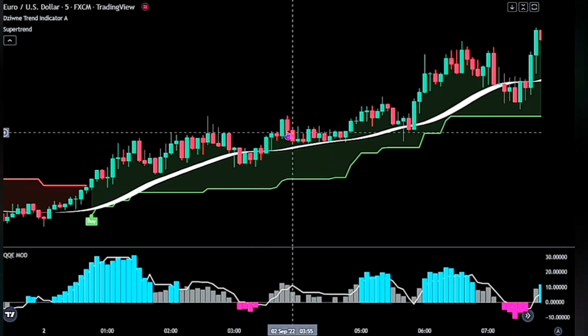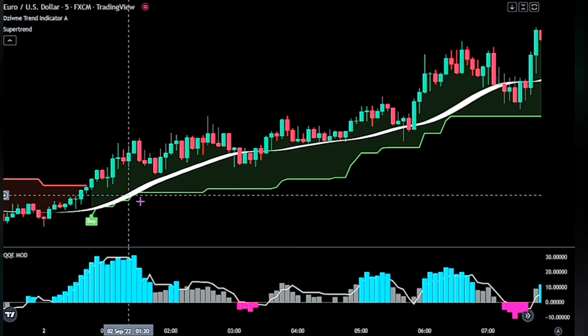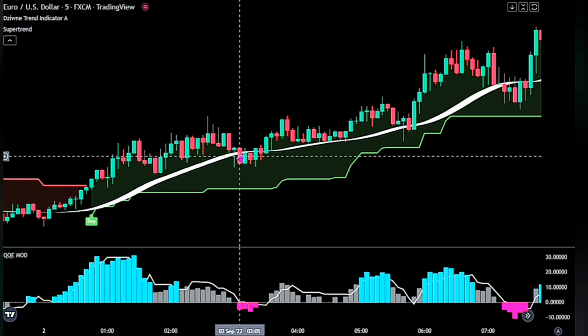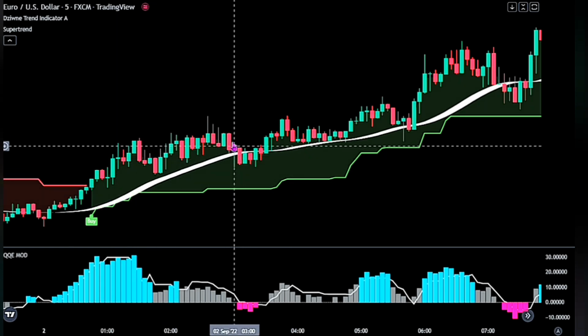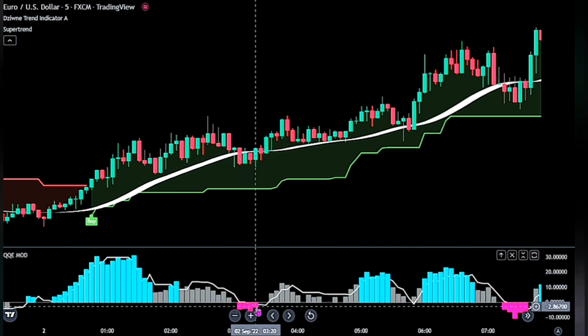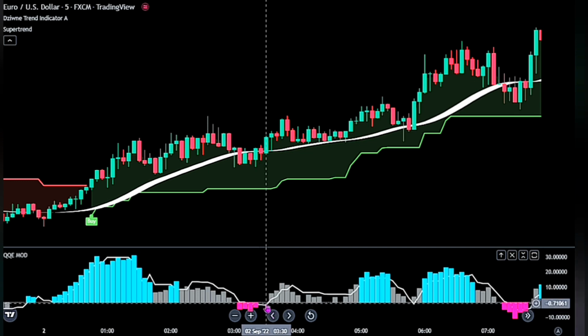Now for a buy trade to be valid, we want to see a green MA from our Supertrend indicator. Then we have to wait till price closes below the Dzewne trend indicator. At this point, we want to monitor the QQE, as we will be entering a buy trade when the next histogram closes inside the QQE moving average.